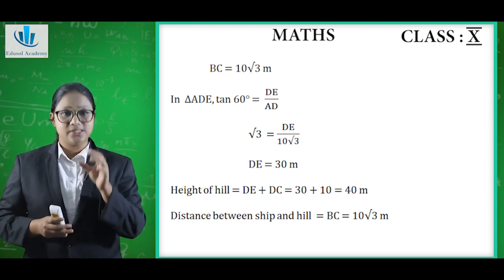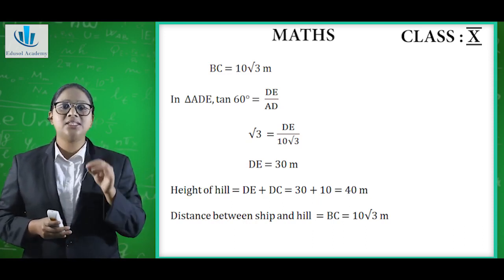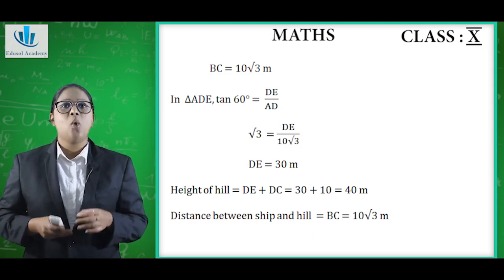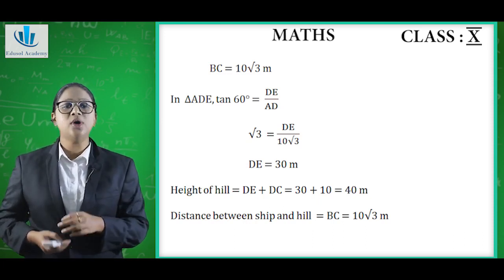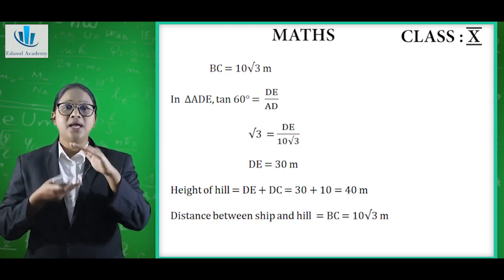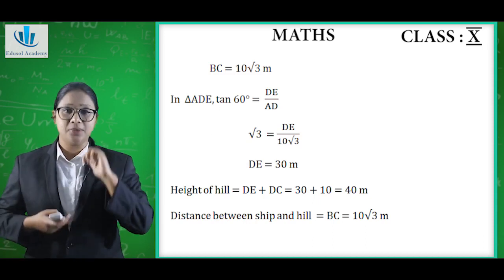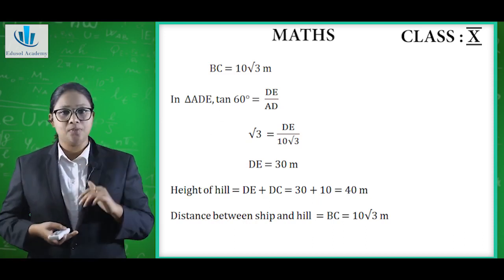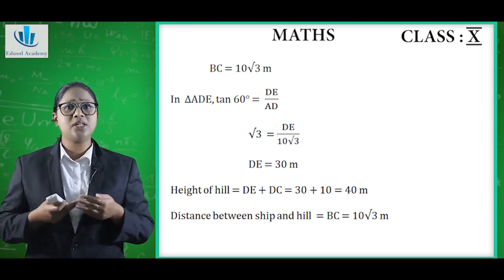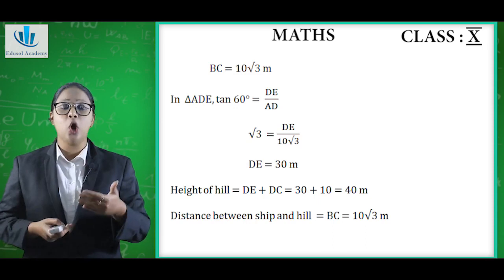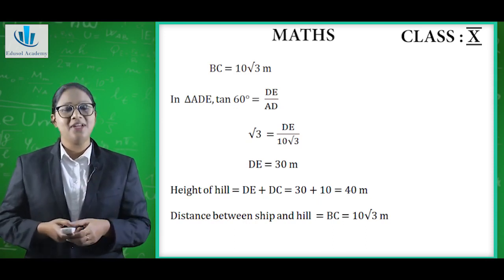So 10 root 3 is the denominator and we will get DE is equal to 30 meter. Now height of the hill is equal to 10 meter plus DE, that is equal to 10 plus 30, total is 40 meter. So the cliff or the hill is 40 meter tall. And the distance between the ship and the hill is given by BC, that we already found. We got it as 10 root 3 meter.